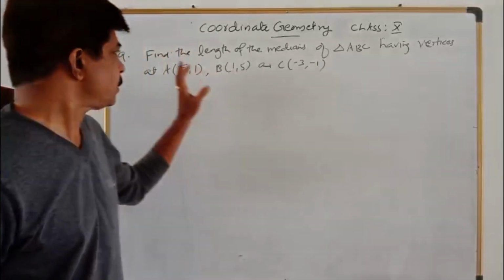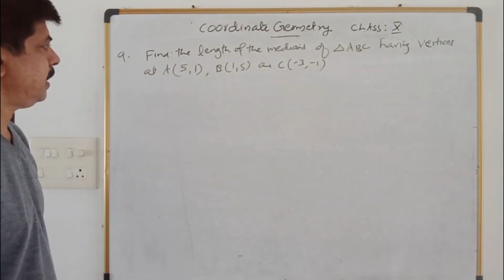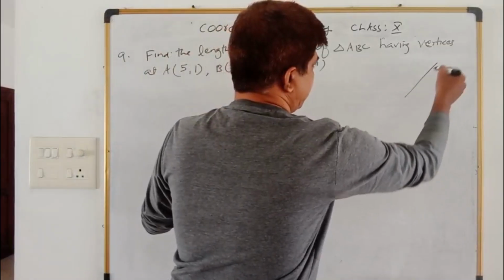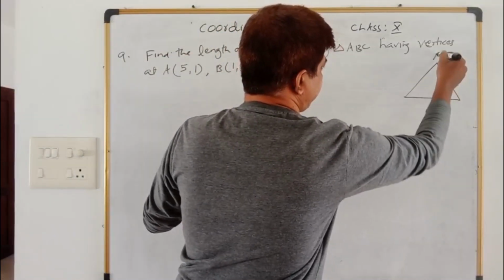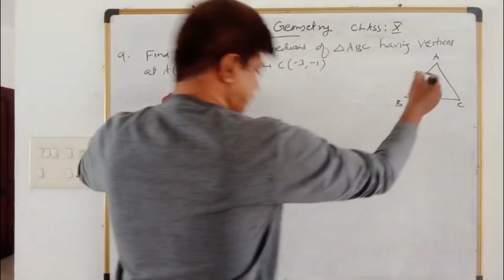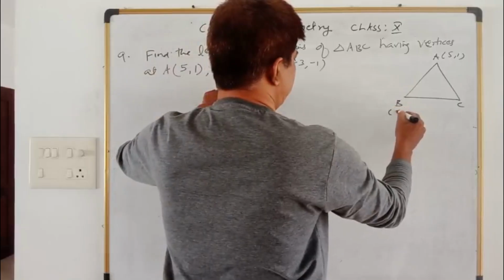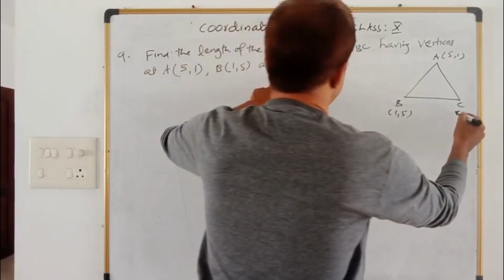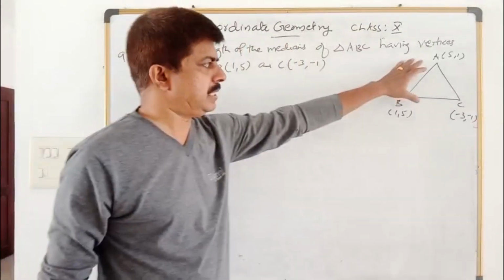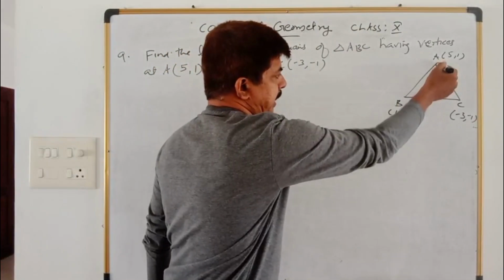Okay, our next question, the ninth one. Find the length of the medians of triangle ABC having vertices at A (5, 1), B (1, 5) and C (-3, -1). Here we are given a triangle ABC, with vertices given in order A (5, 1), B (1, 5), C (-3, -1). We know there are three medians in each triangle. From the vertex A, how will you draw the median? This is the midpoint.